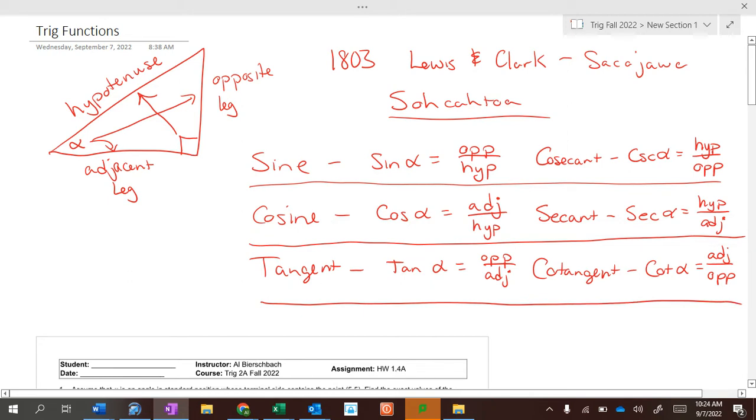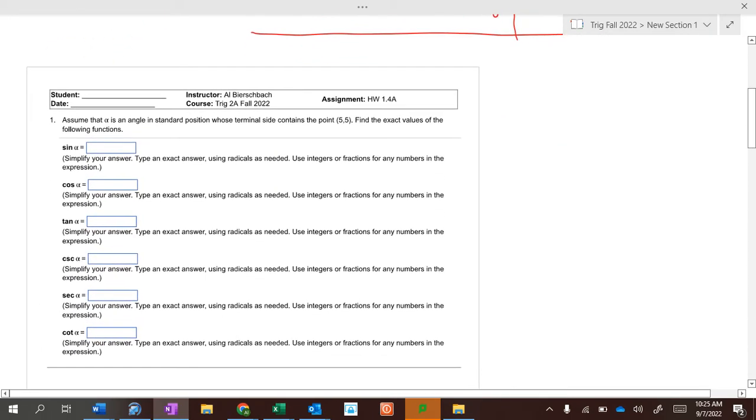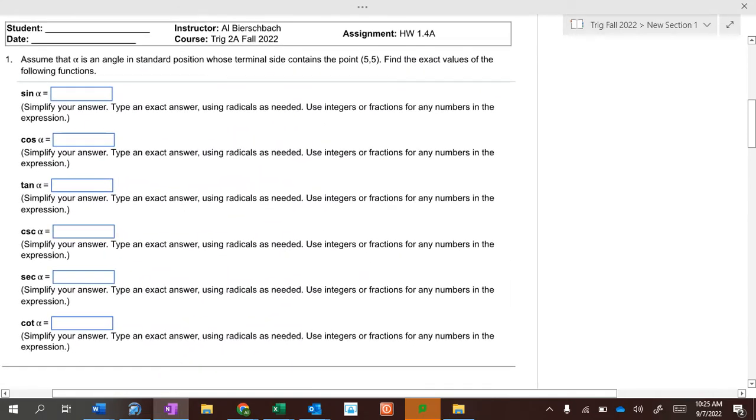Okay, so we're going to figure out the 6 trig functions, and we're going to just have a warm-up homework assignment here in a little bit with just 2 problems with 6 parts each. So it's like 12 problems. So here's our warm-up assignment. We'll do 2 of them, and then I'll have you do 2 of them on your own. So let's say there's a point at 5, 5.